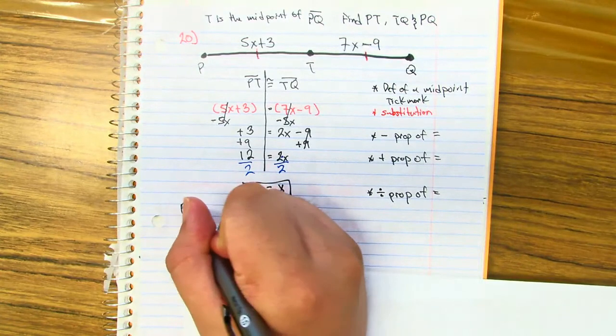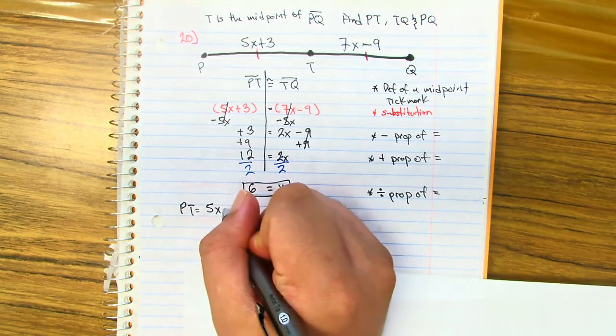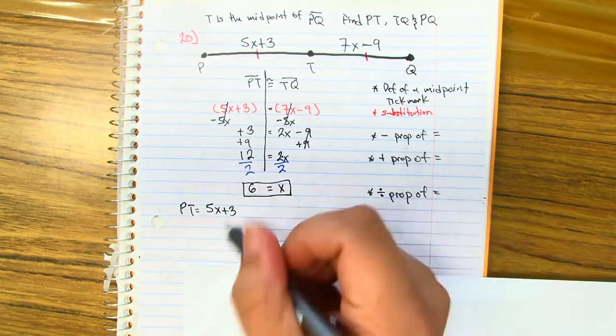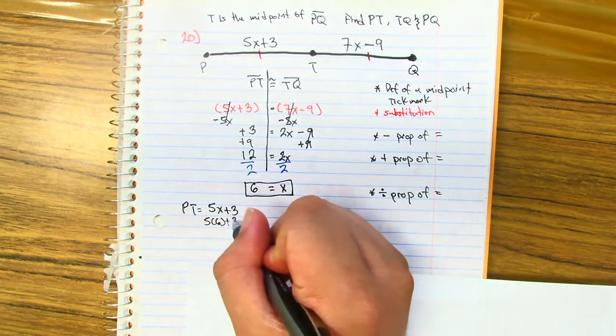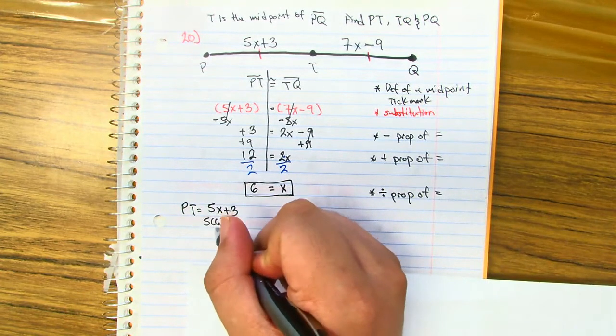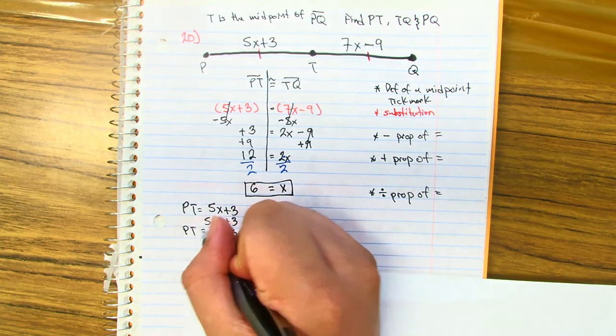PT has the equation of 5x plus 3. We can substitute the value of x, which is 6: 5 times 6 plus 3. 5 times 6 is 30, plus 3, which is 33.